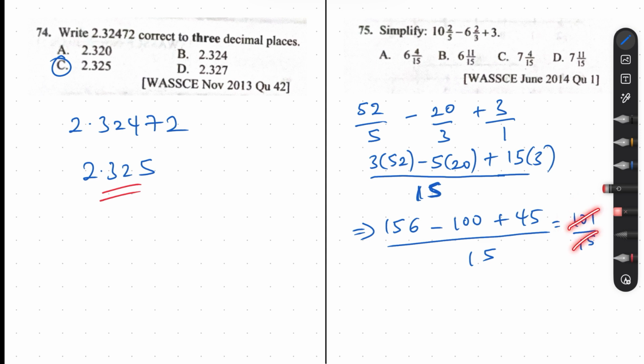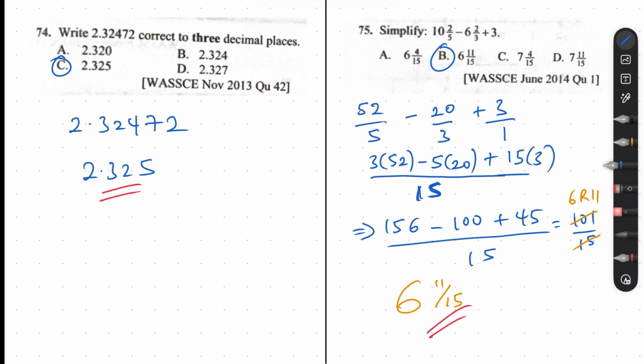15 goes into 101 how many times? 6 times, right? And that will give us 90. Okay, so 15 here, 6 times, remainder 11. So we have 6 whole number 11 over 15, because 15 goes into 101 6 times, and that gives us 90. So 101 minus 90 gives us 11. So that's how we got the remainder. Okay, cool. So that is our answer, 6 whole number 11 over 15, which is B.